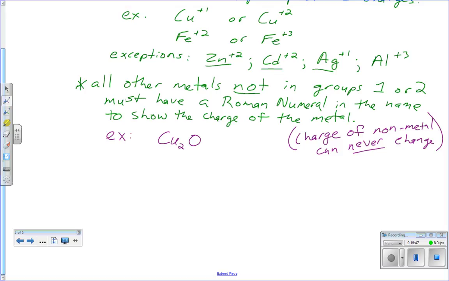Oxide. So if it takes 2 coppers to balance out the 1 oxygen, and we know that the oxygen is -2 because it's in group 6, then each of those coppers must be +1. So it takes 2 coppers that are each +1 to balance out the 1 oxygen, which is a -2. Okay? So, since the copper is a +1, the name is copper 1 oxide.